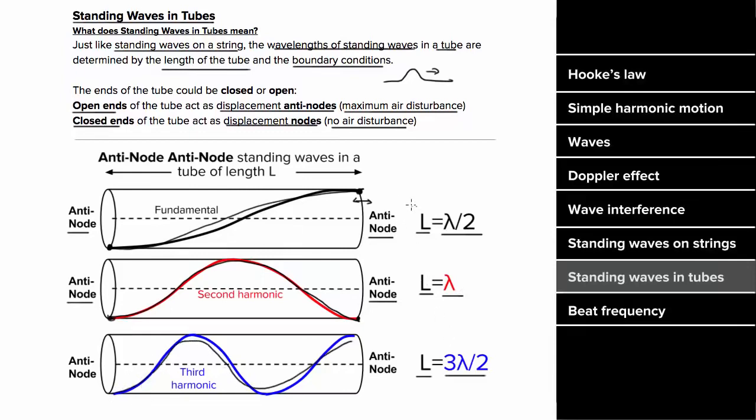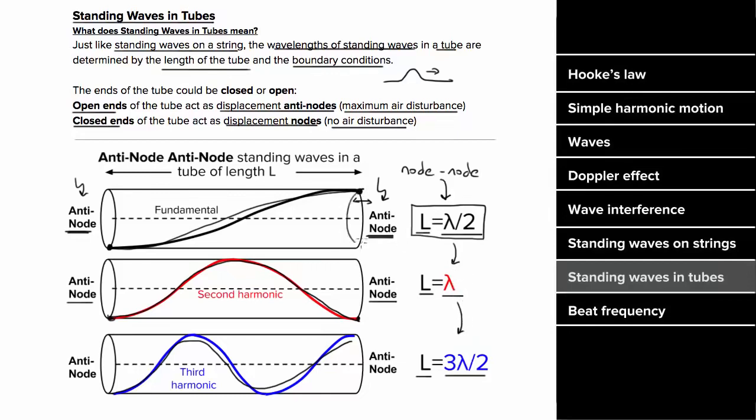And you should note, this is the same progression that we had for node-node strings. So whether both ends are antinodes or both ends are nodes, if both boundary conditions are the same, you get this same progression that goes half of a wavelength, one whole wavelength, 3/2 of a wavelength, basically any integer or half integer wavelength.